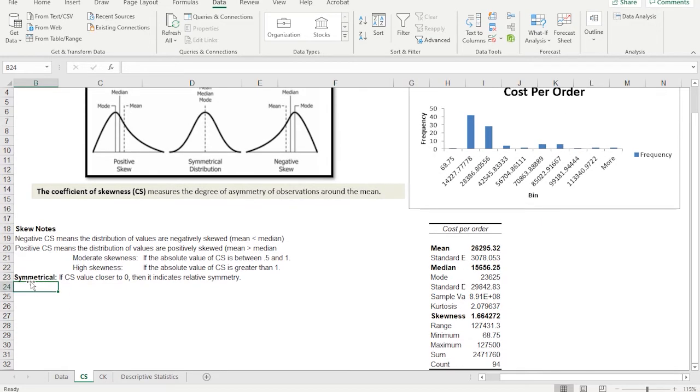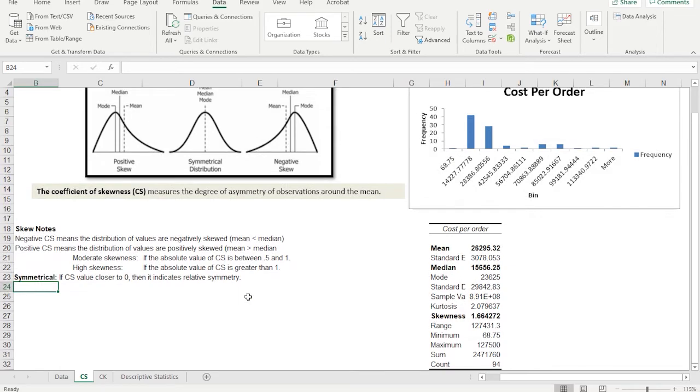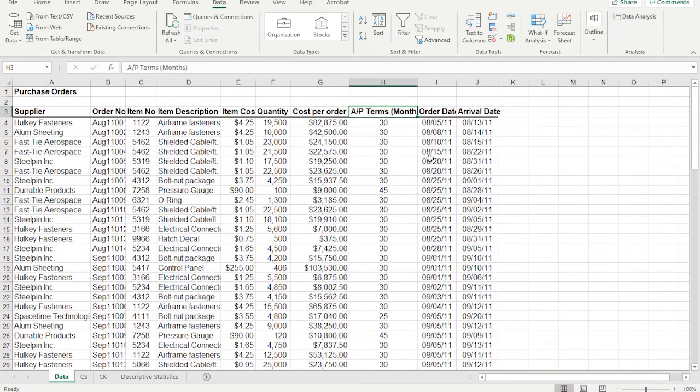A lot of the things that we're going to be talking about later on when it comes to probabilities are going to relate to these types of distributions, based off of skewness or a symmetrical distribution. Now, let me go ahead and do another example. I'll focus on the AP terms column.